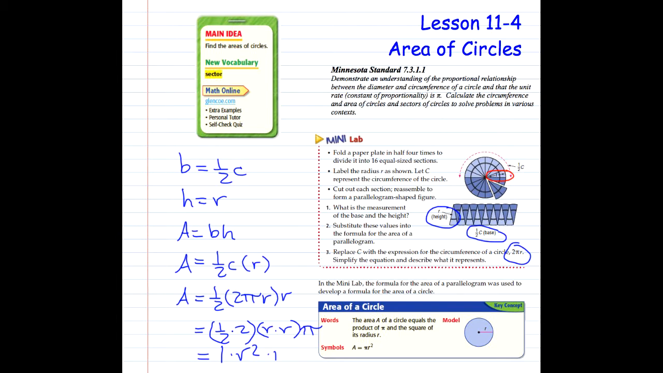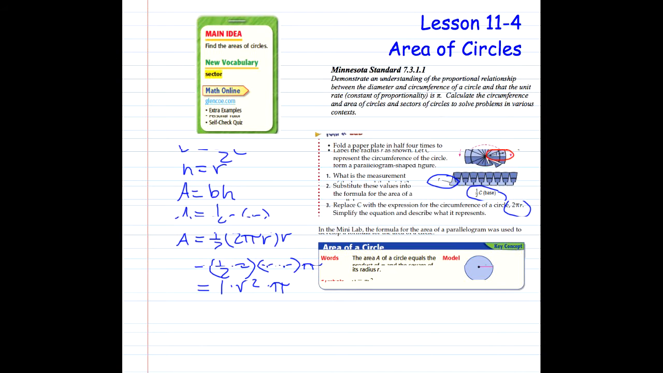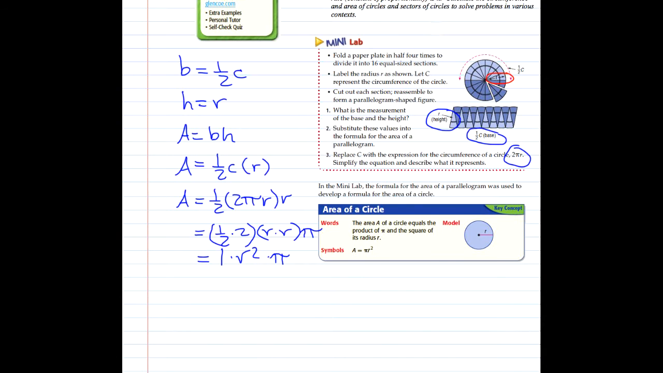And pi remains unchanged. Now if I rearrange things a little bit again, get rid of the 1 because I don't need it, I find that the formula for area of a circle is pi r squared.